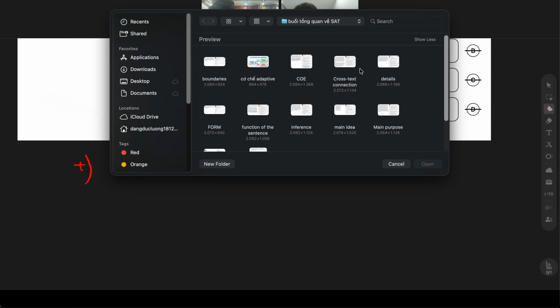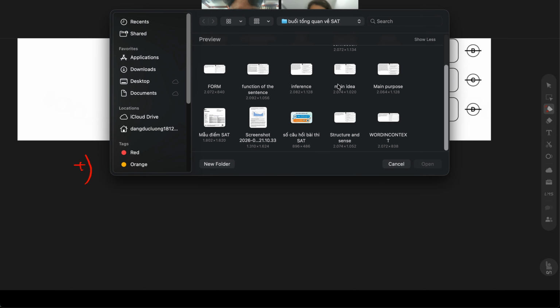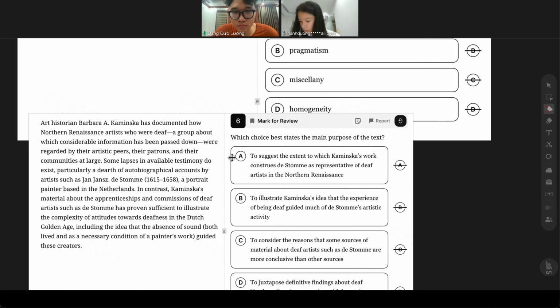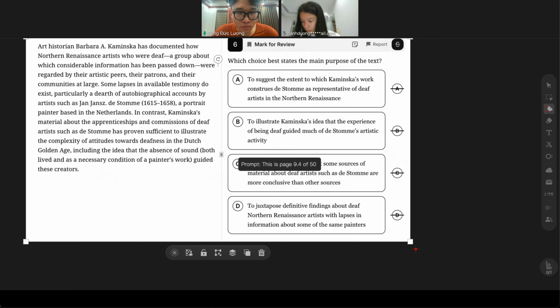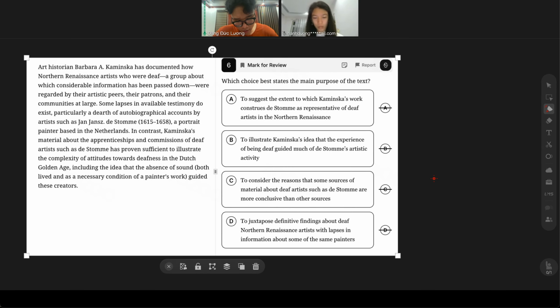Oh, it is text structure and purpose. Text structure and purpose. Here, this kind of question will ask you for the main purpose of the text.